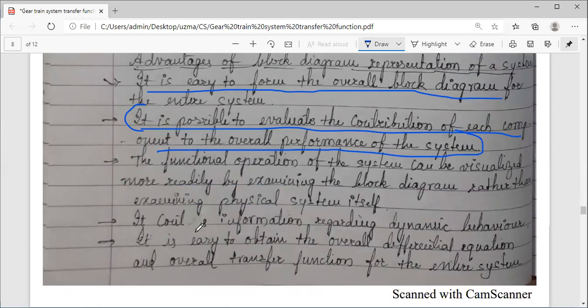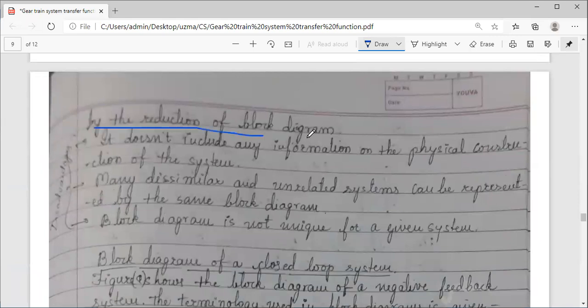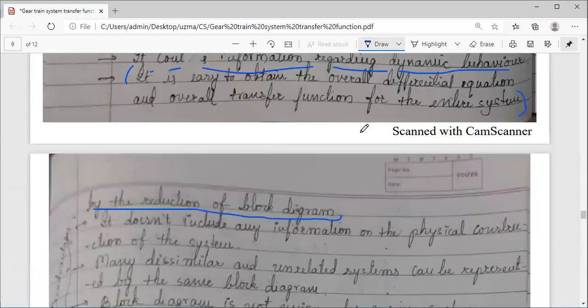It contains the information regarding the dynamic behavior, how the system performs dynamically when things change. That information these block diagrams have. It is used to obtain the overall differential equation and overall transfer function. As I told you, it is very easy. If you have the block diagram with you, you can go for the transfer function very easily by the reduction of the block diagram. It is the overall transfer function for the entire system by the use of the block diagram reduction technique. We are going to look at that.